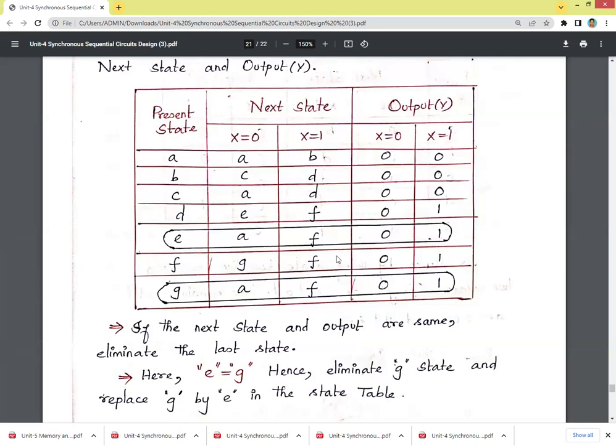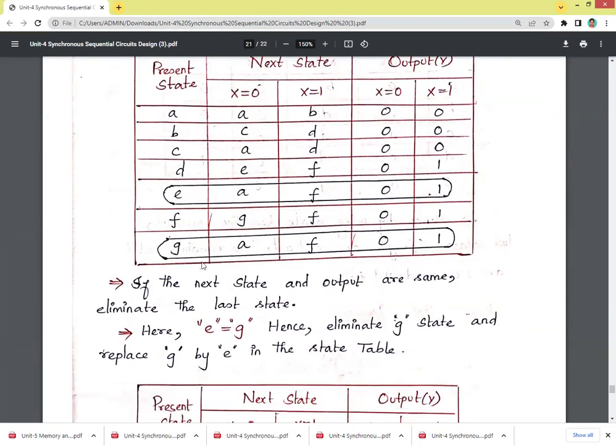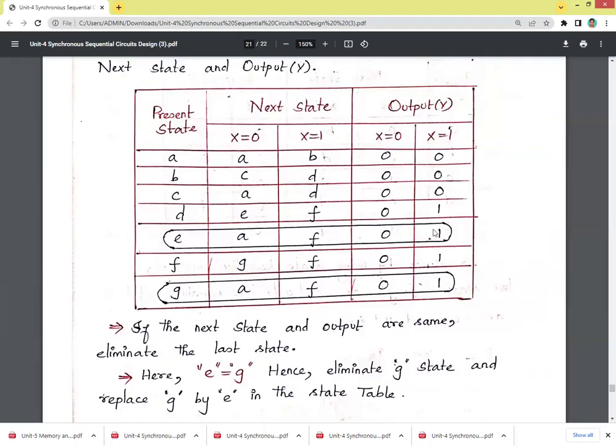Now in the state table, we are going to do the state reduction. If the next state and output are the same, for example next states A, E and F, and similarly the output is the same, then eliminate the last state. Here G: A, F, 0, 1. Similarly here also, if the present state is E, then the next state will be A, F, and the output is also 0, 1. We need to compare this present state with all the other states. All these conditions must be the same: the next state when X equals 0, the next state when X equals 1, and the output when X equals 0 and when X equals 1. Only then do we do the state reduction.